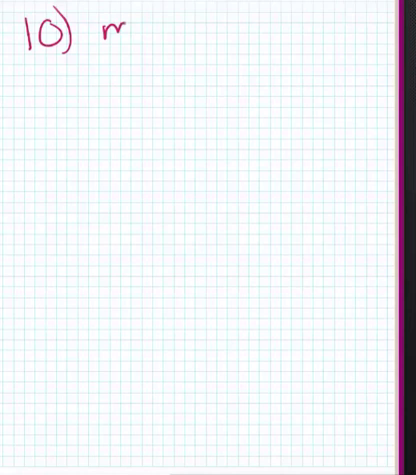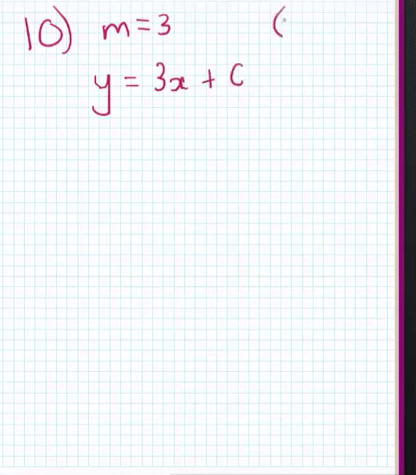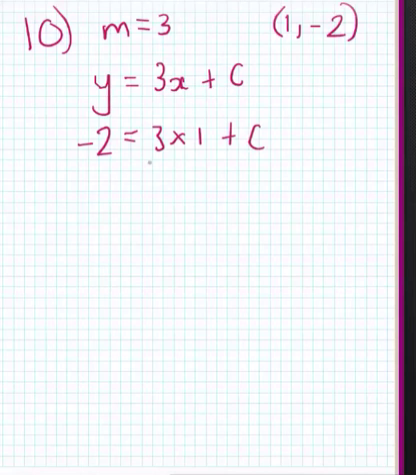we have m, the gradient, is equal to 3. So far I have y equals 3x. I haven't found my y-intercept, so I've got plus c. And they've given me this point: when x is 1, y is -2. So sub in the x and y values for this point. So we'll have -2 equals 3 times 1 plus c. 3 times 1, we do times first, of course, is just 3. So -2 equals 3 plus c.